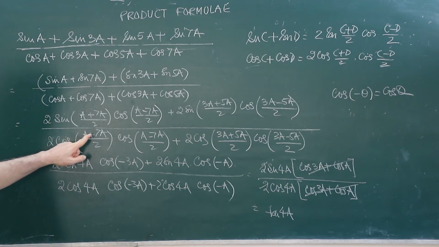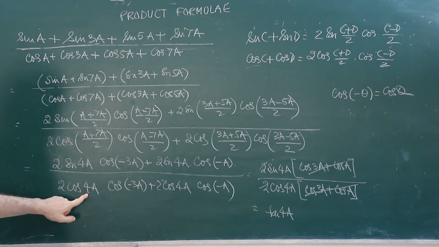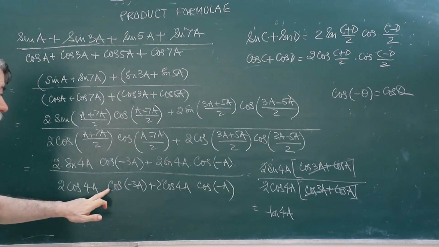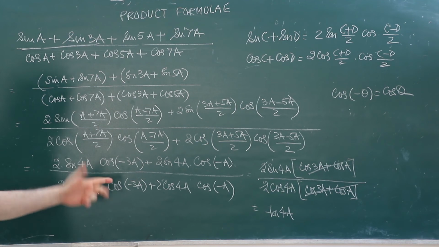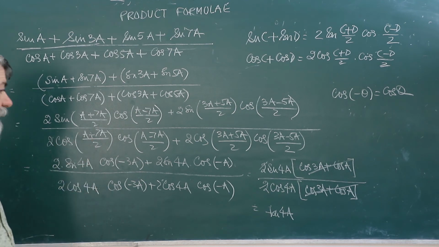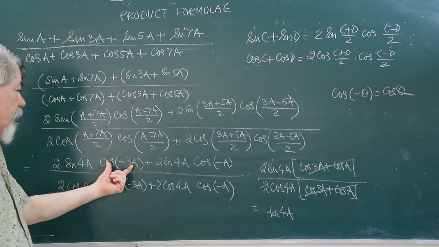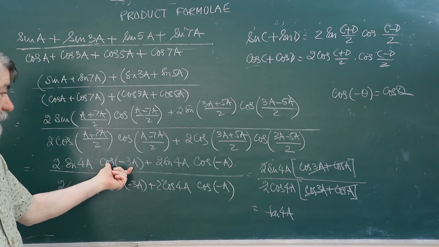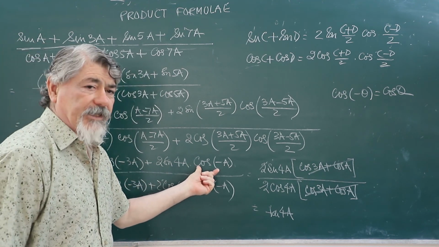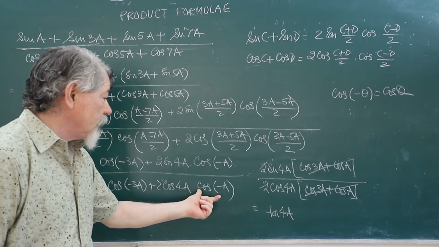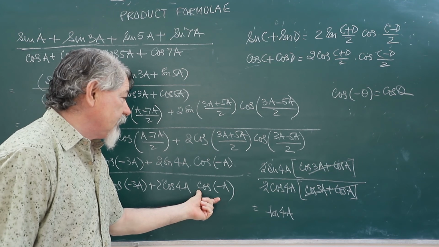Similarly 2 cos (A plus 7A) upon 2 will give me cos 4A. Cos (A minus 7A) upon 2 will give me cos minus 3A, which will again become cos plus 3A. And 2 cos 4A cos minus A. So cos minus 3A will become cos 3A, and cos minus A will become cos A.